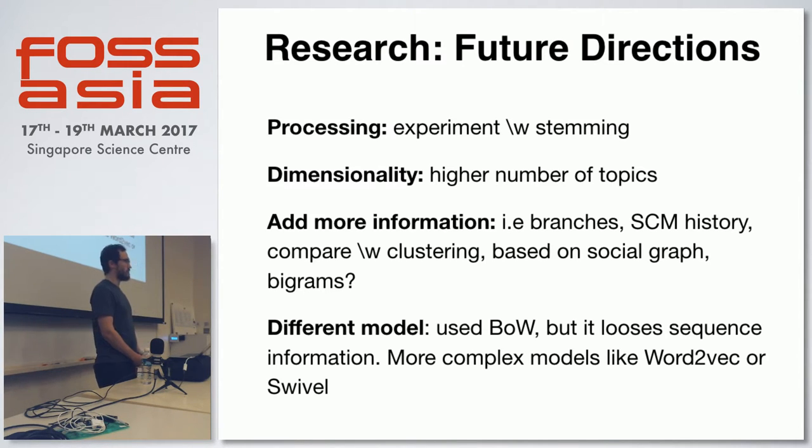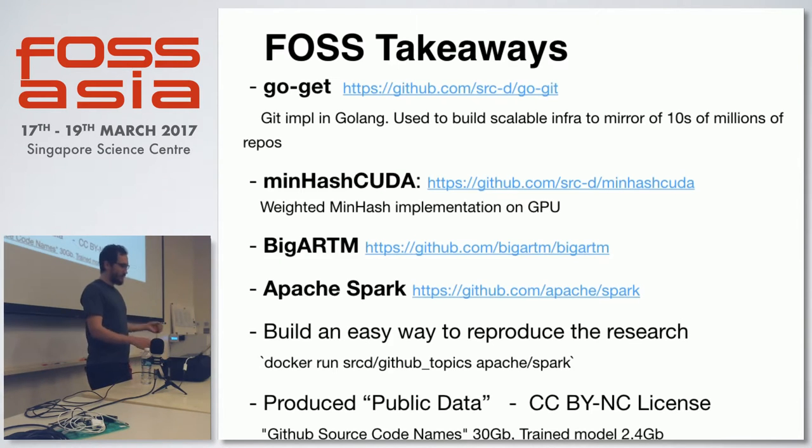So, well, it's an open source conference, and what's in it for you as an open source activist or open source engineer? I wanted to highlight a number of tools that we used or implemented, so you can use them if you want to do something similar. First is a Git implementation made in the Go language. That's something that allows us to build a scalable infrastructure to actually have a GitHub mirror to analyze firsthand. And then there is this efficient hashing technique on multiple GPUs. So if you have set similarity problems, that's something to look at.